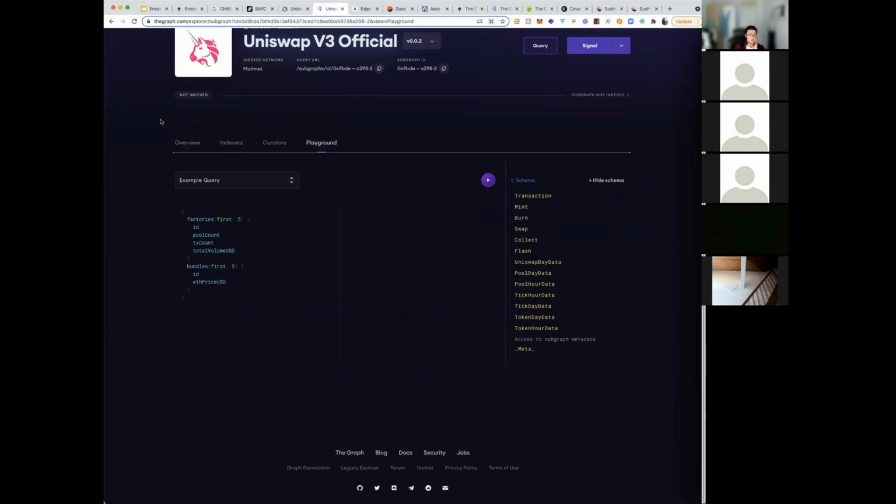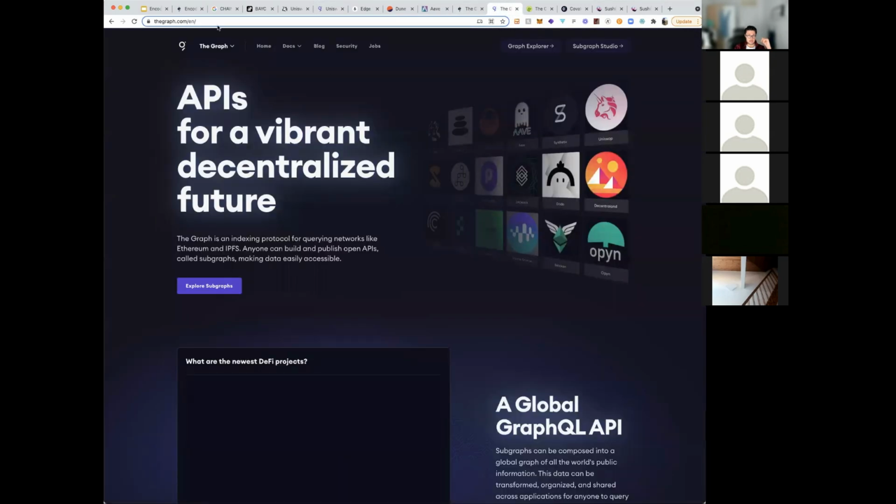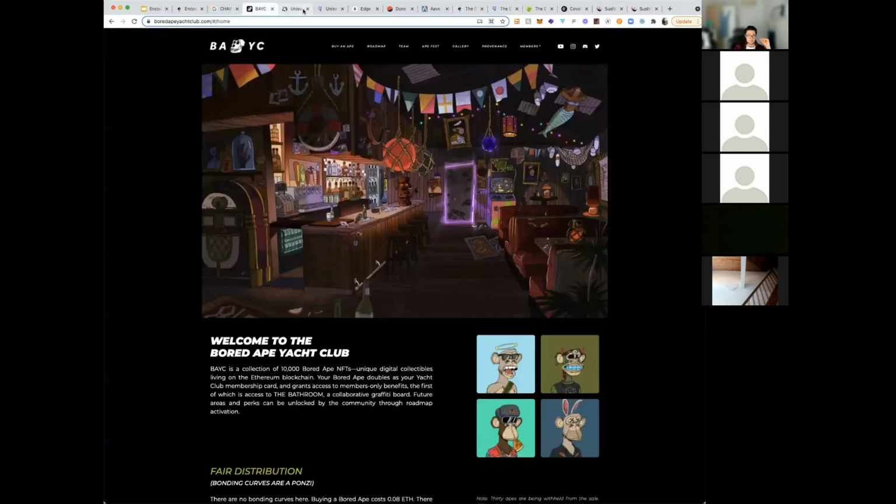So Graph is not on every blockchain. Currently, I think it works on Ethereum, all the EVM ones pretty much. So Avalanche C-Chain, very good example. Near protocol, there's a lot of documentation about that. We'll talk about that a little bit later.